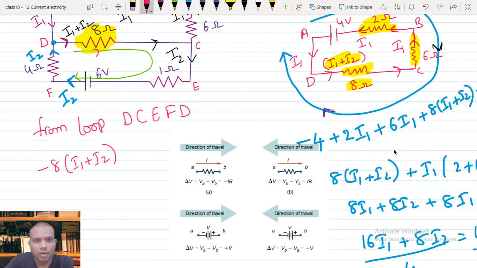Now if I come across the CF, across the 1 ohm resistance, the current is flowing in this direction. I am also flowing in the same direction. So again in this case, current direction and direction of travel are both the same. So again here I need to consider that as negative. But in this arm the current is divided, only current I2 is flowing, so we can write I2 times 1.